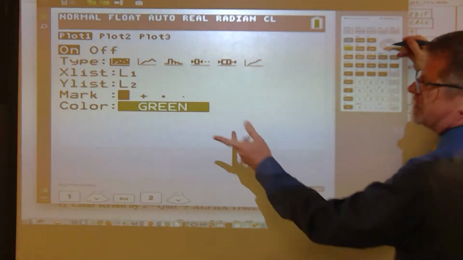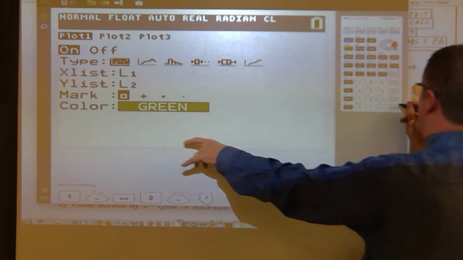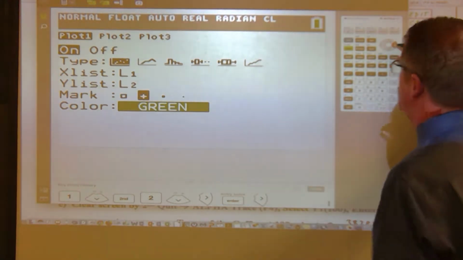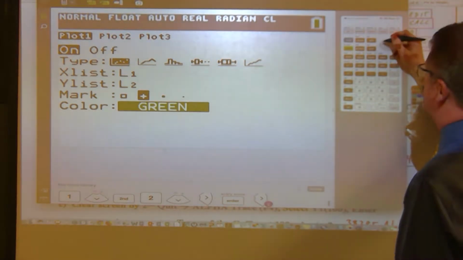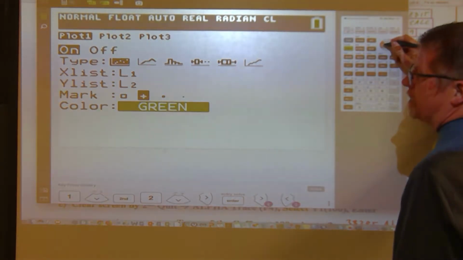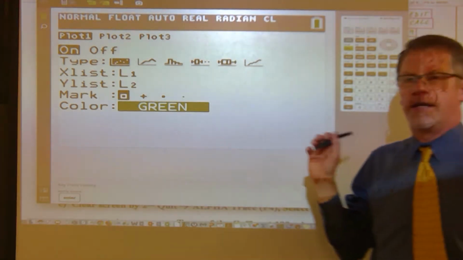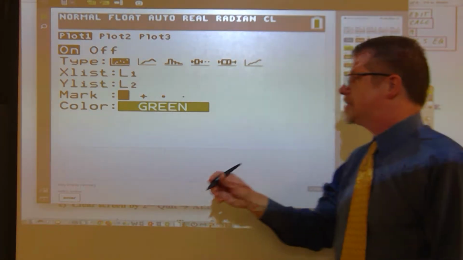The mark I like, the biggest one, is a square. Maybe you want to go with the crosses, the plus signs. The big points, the big golf balls or the little golf balls. Some people are into little golf balls. So I'm going to go with the boxes. And then you can select your color.